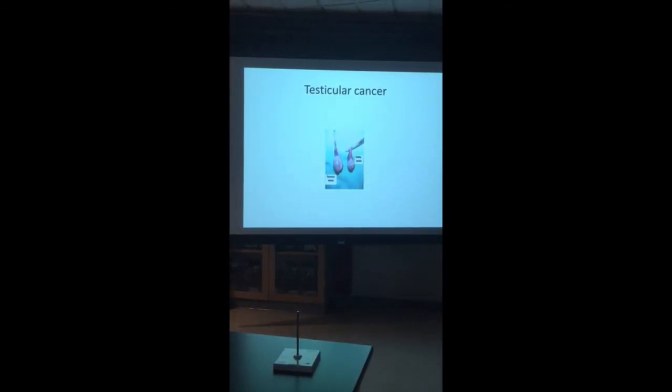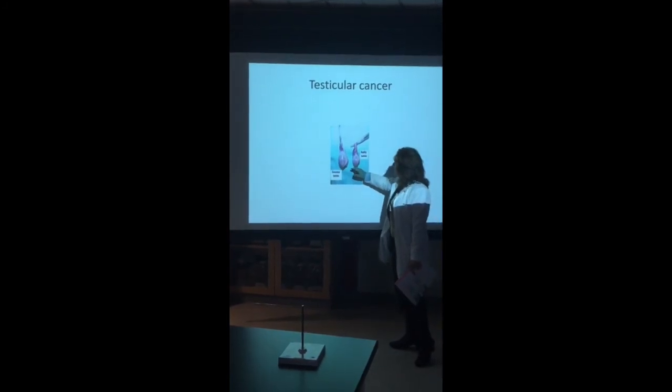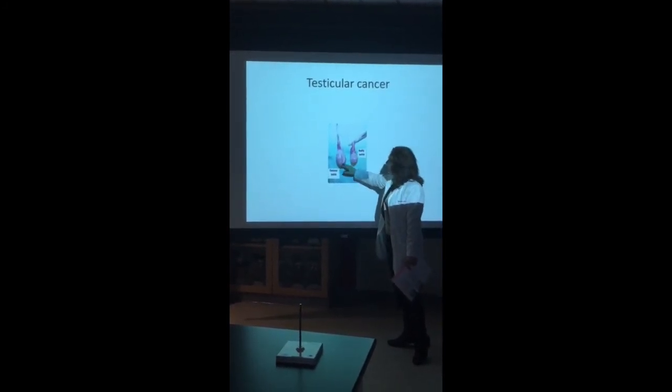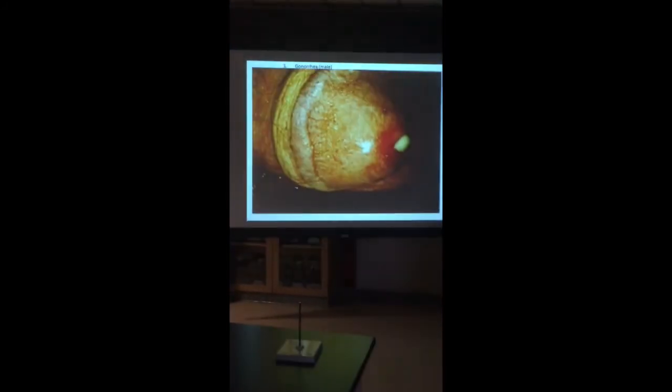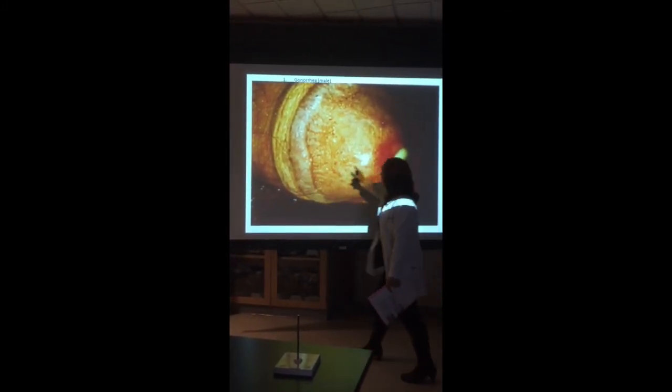Now, this is testicular cancer. Remember, cancerous things tend to get bigger, so this is a healthy testis, and this is an enlarged cancerous testis. This is the end of the penis. Remember, the enlarged part is called the glans penis.